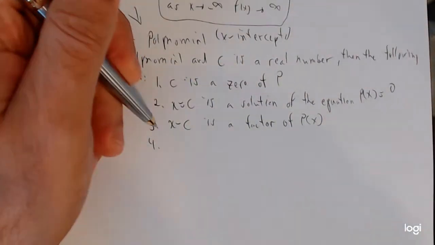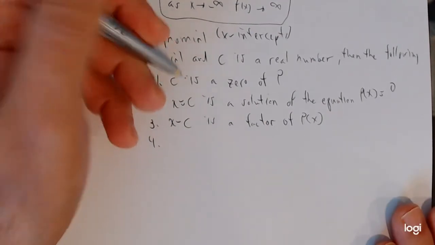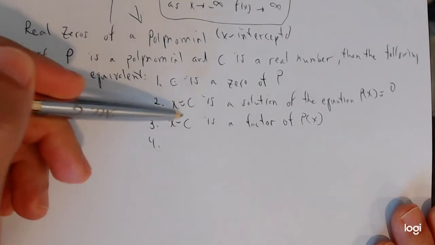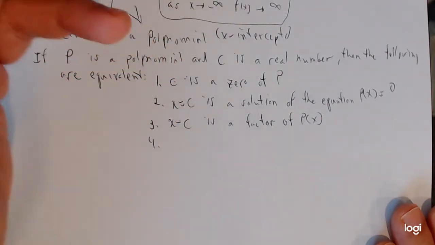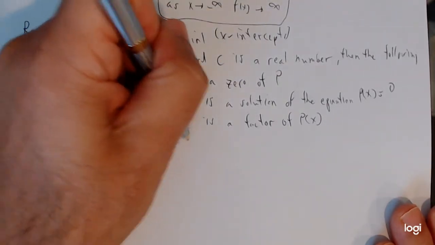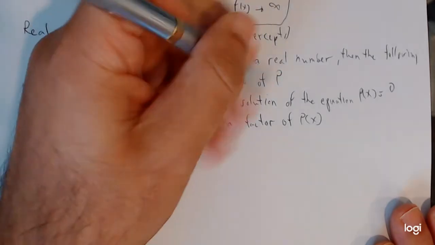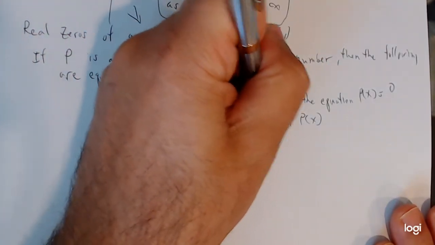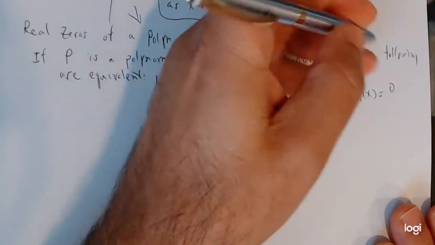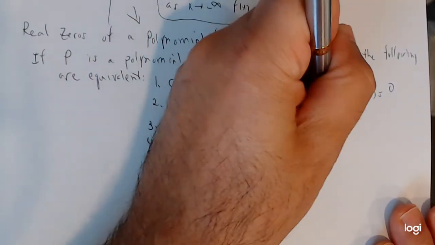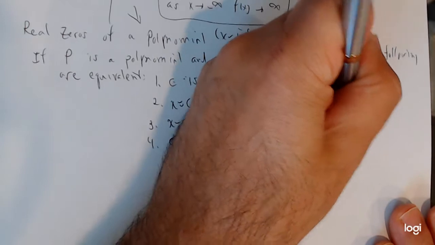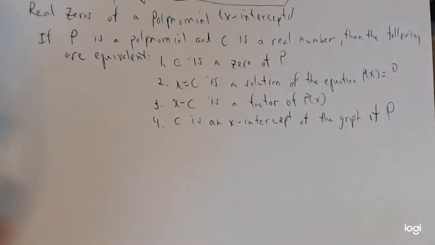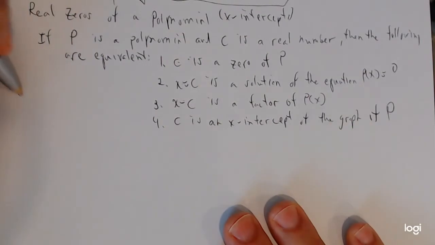And then the fourth statement, which is equivalent. What do all these mean? What does it mean if C is a 0, if x equals C is a solution, if x minus C is a factor? Graphically, we know that C is an x-intercept of the graph of P. So just real quick to make a comment here, I'll come off to the side and make this.